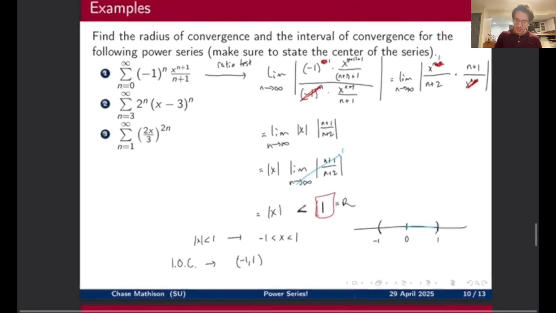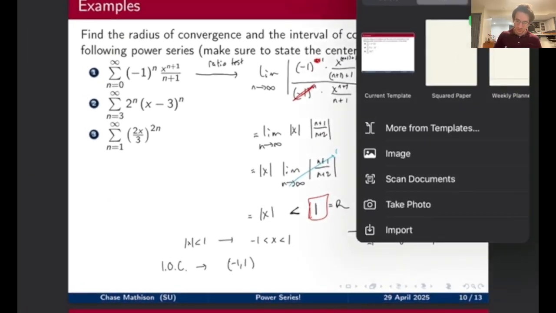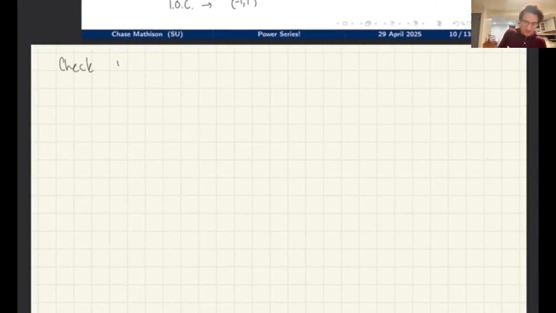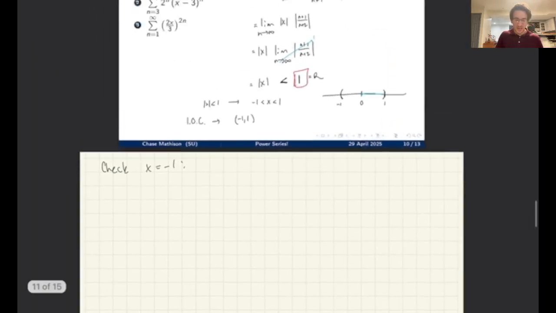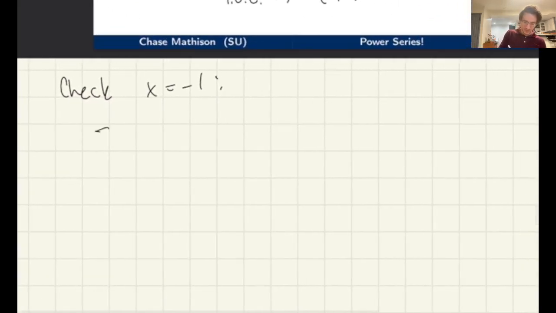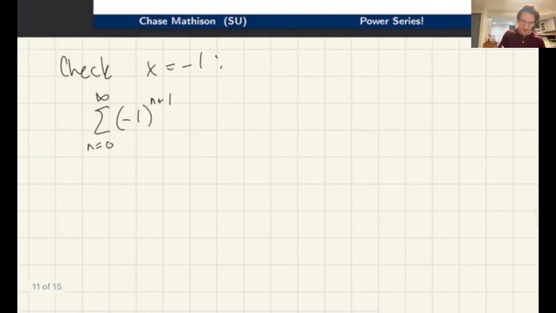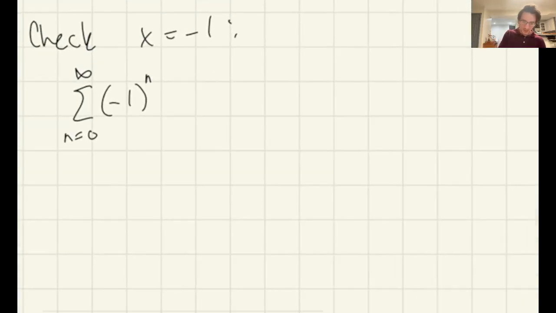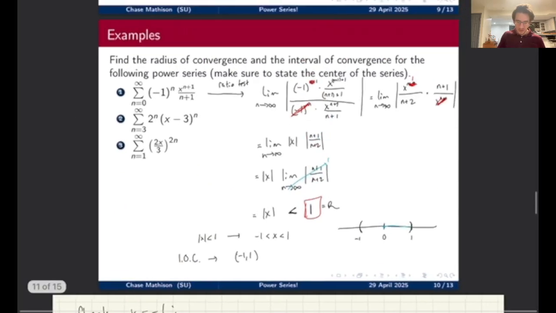So I'm going to check x equals -1 by just plugging x equals -1 directly into the power series. Okay, so when I plug in x equals -1 directly into the power series, I get -1 to the n plus 1 to the n from that first part. And then I'm plugging in x equals -1, so then I get -1 to the n plus 1 divided by n plus 1.